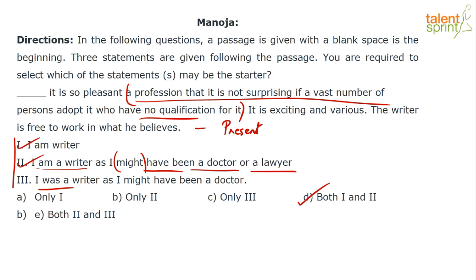Okay? The only thing that is standing out and is not in line with the context is option 3, because it's saying that this person is no longer a writer, but the entire context is in present tense. Any doubts? I know most of you came back and said only option A, but it is option D.